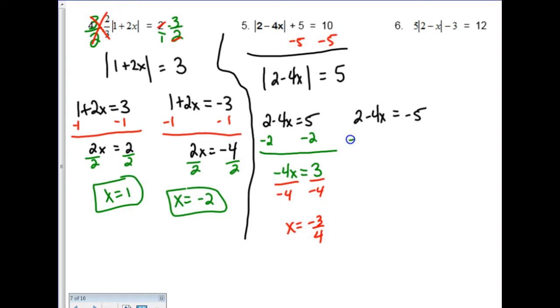All right, same math, different solution. Subtract 2, subtract 2. Oops. We have negative 4x equals negative 7. And I haven't really been counting you wrong at all, because you're not wrong when you do this, but some of you are forgetting that when I divide a negative by a negative, my solution is now positive 7/4.